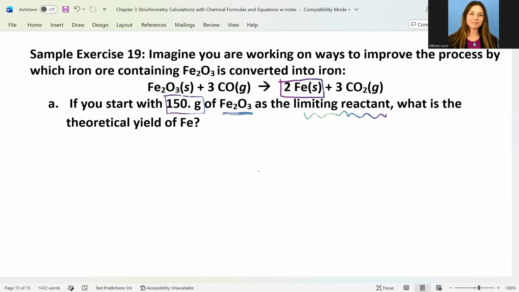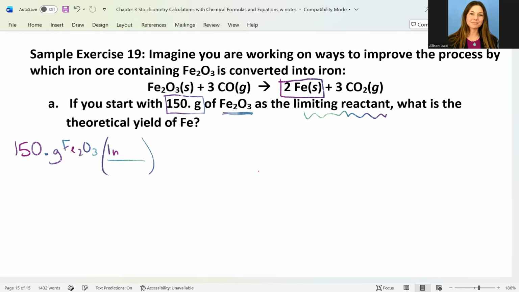So since we're told what the limiting reactant is already, we don't need to know the amount of CO, carbon monoxide, that we have and determine our limiting reactant. So we'll just get started here. We're going to plug in 150. Notice there's a decimal after that. So there's 3 sig figs here that we'll retain throughout our calculations.